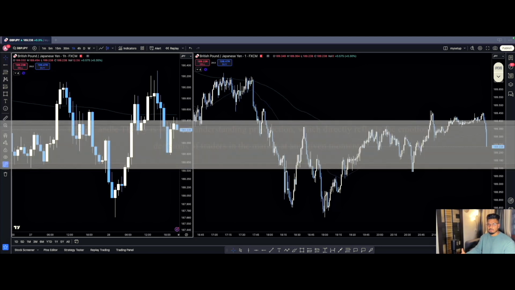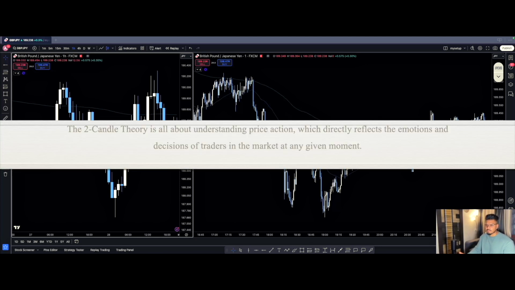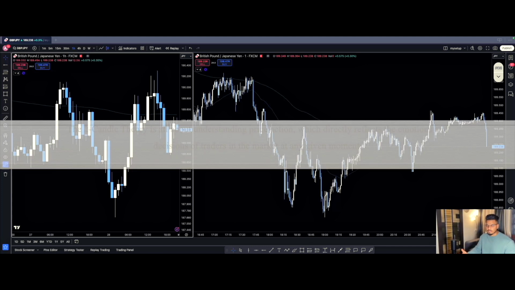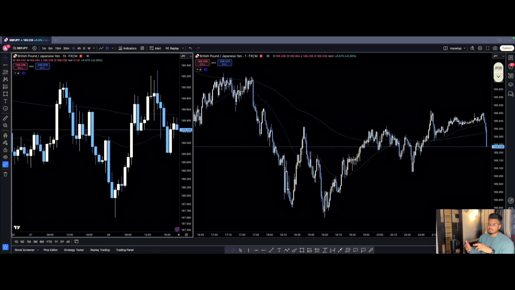So the two candle theory is all about understanding the price action, which directly reflects the decisions and emotions of the traders at any given moment in the market. The foundation of this theory is that every candle, regardless of the time frame, 4 hour, daily candle, 1 hour time frame, 1 minute time frame, any time frame, it could be any candle, has to close either bullish or bearish, and that is a fact.